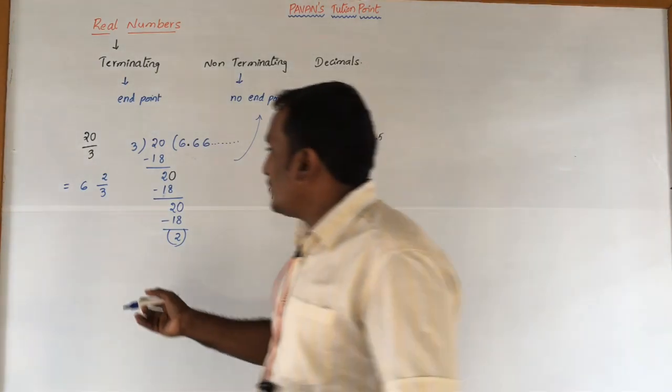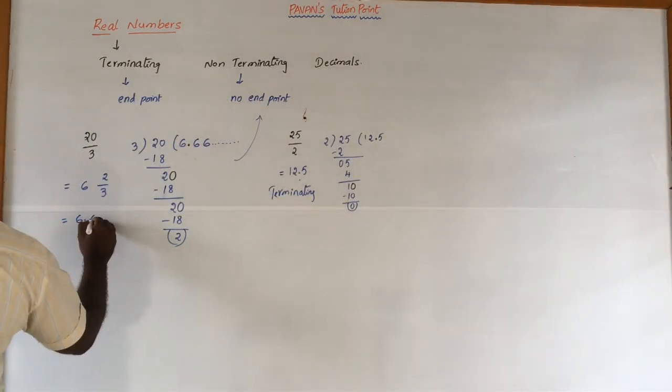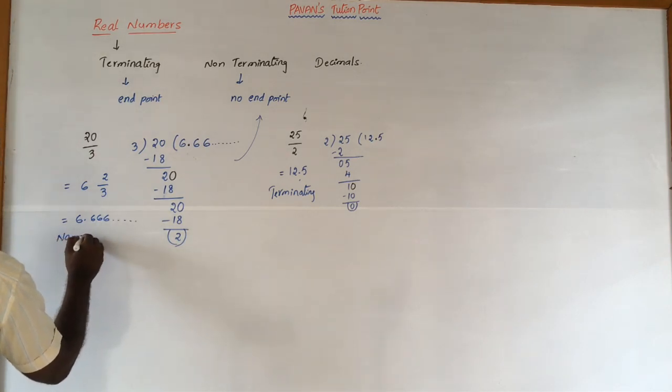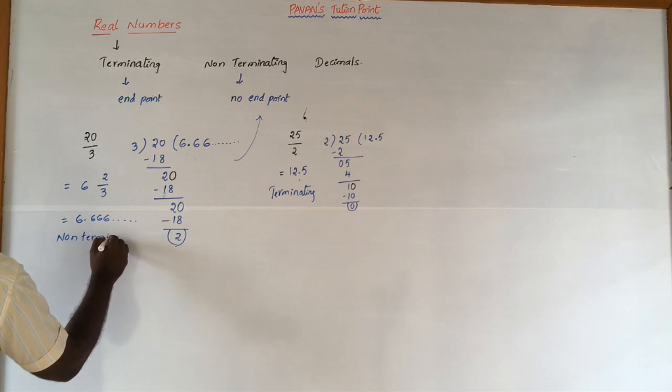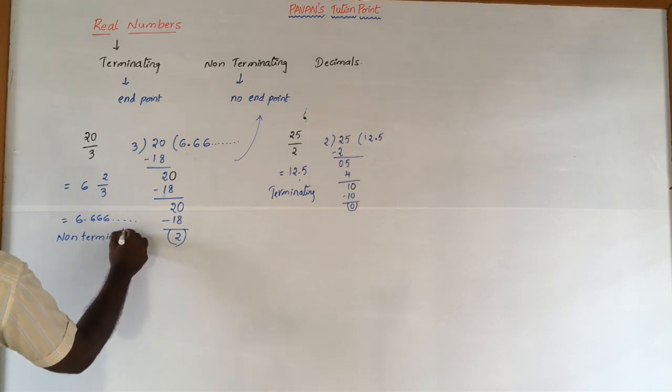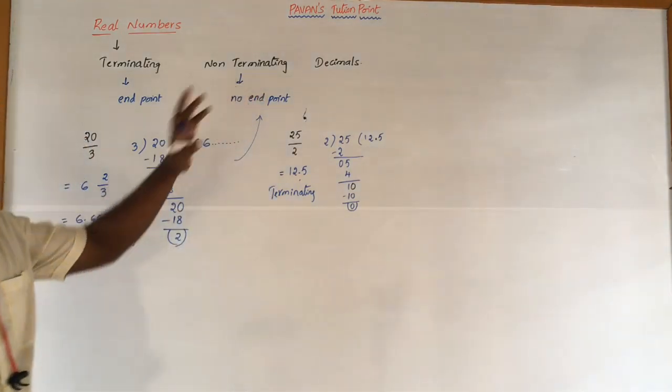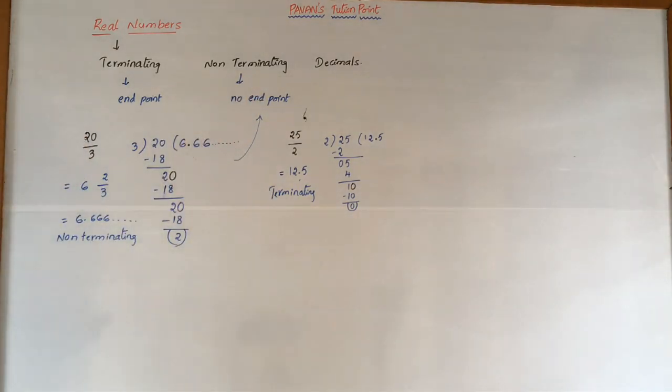But the other one we got as 6.6666 and so on. This is called non-terminating. So this is about the non-terminating and this is about the terminating decimals. Now you got a clear idea about terminating and non-terminating decimals. I hope all of you understood. Okay, fine sir, we understood about the terminating and non-terminating decimals here.